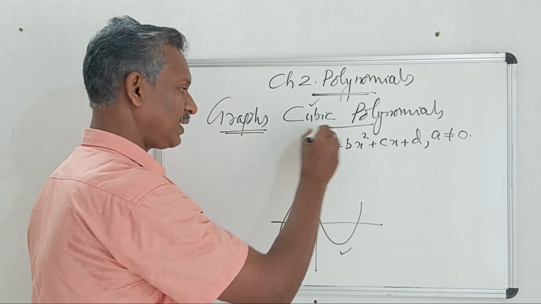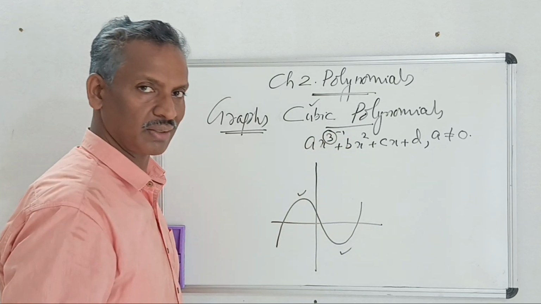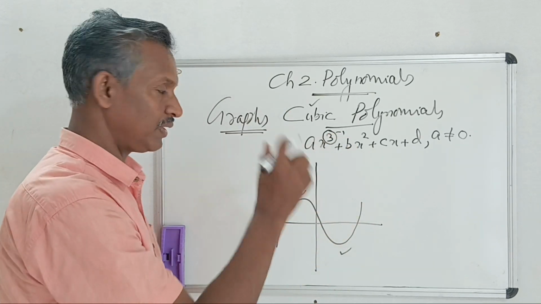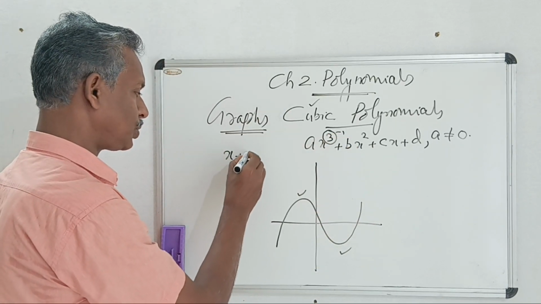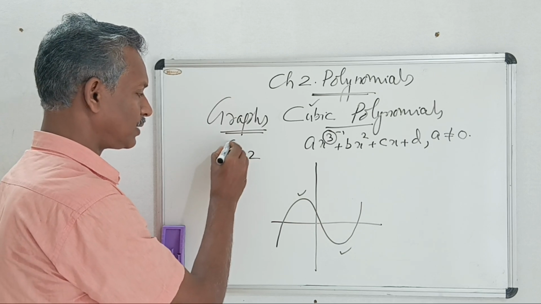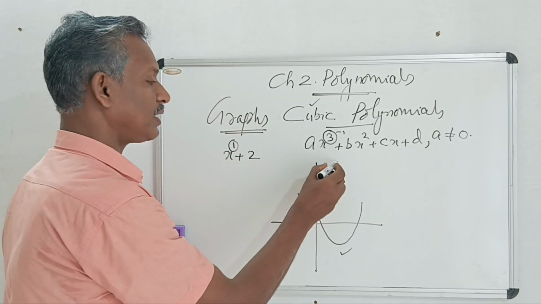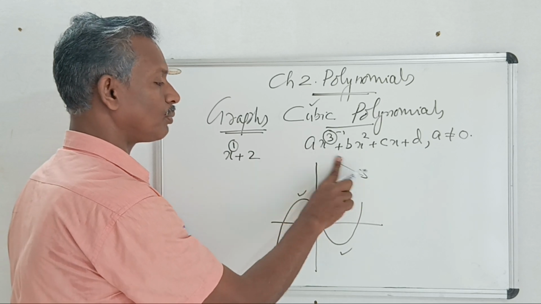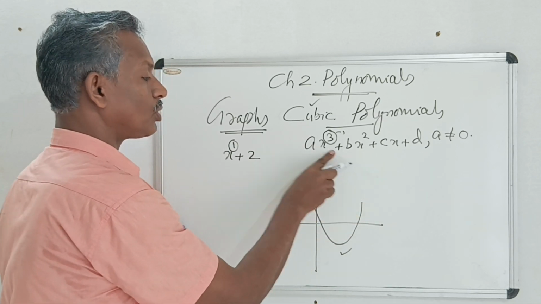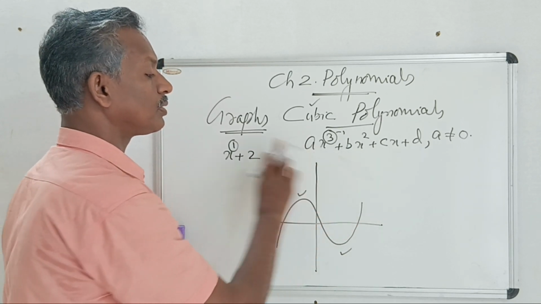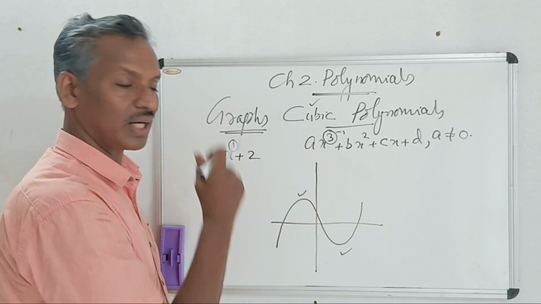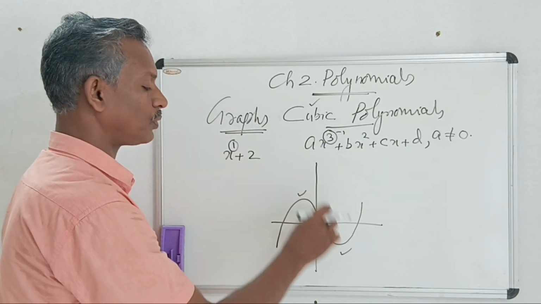Whatever is the degree, you subtract 1 from it, that many bendings it will have. When you take x plus 2, it's linear, its highest power is 1, 1 minus 1 is 0. So in linear you are getting a straight line. Straight line has no bending. In quadratic it has 1 bending. In cubic it will have 2 bendings.